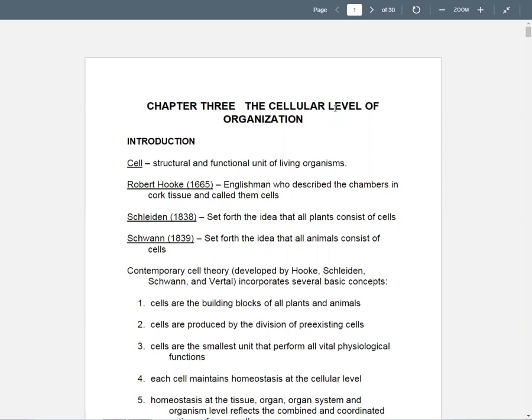Schleiden had the idea that all plants consist of cells, and Schwann said that all animals consist of cells. So three really important people that you'll want to know. That could potentially show up as a matching question or something like that. You'll definitely want to know that because it was on your review sheet. Contemporary cell theory is also on your review sheet.